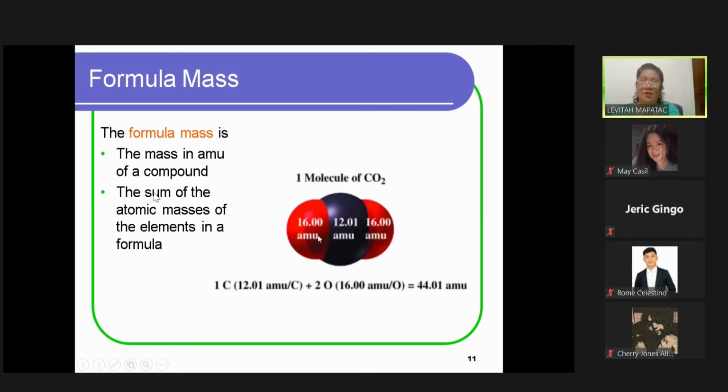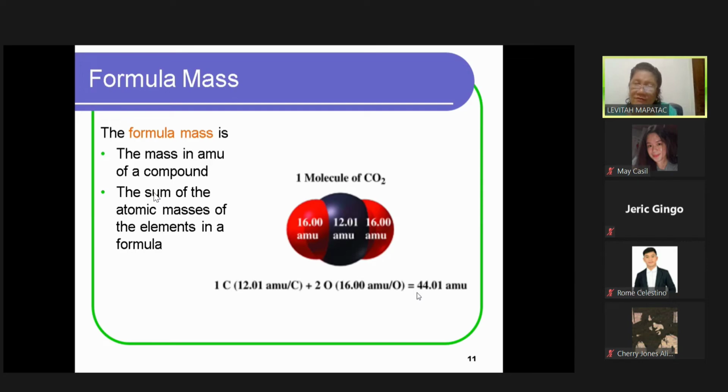So, take a look here. How many atoms of carbon? One. So, one atom of carbon, what is the atomic mass of carbon? That is 12. Plus, how many atoms of oxygen? Two. What is the atomic mass of oxygen? That is 16. So, 2 times 16, 32. 32 plus 12, we have now 44.